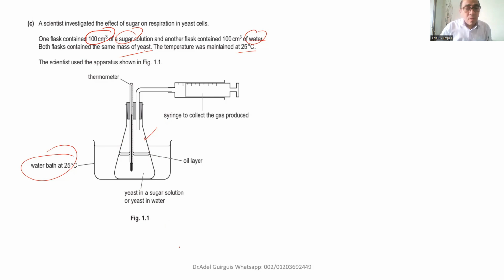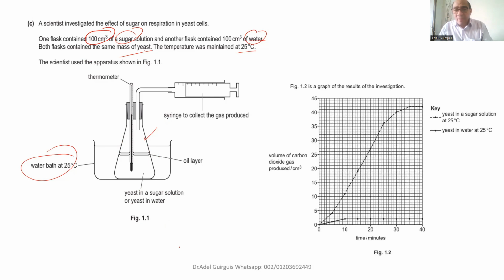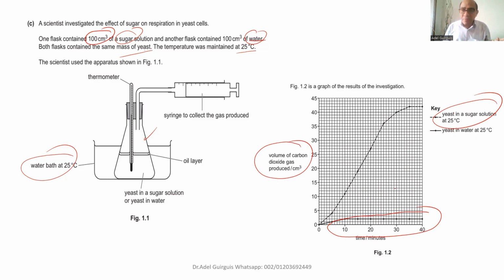Now, look at this graph. Figure 1.1 is a graph of the results of the investigation. Here, a great significant difference between the carbon dioxide gas released or produced when yeast is found in sugar solution, while a little amount of carbon dioxide gas is released when yeast is found in water only. What's the difference?